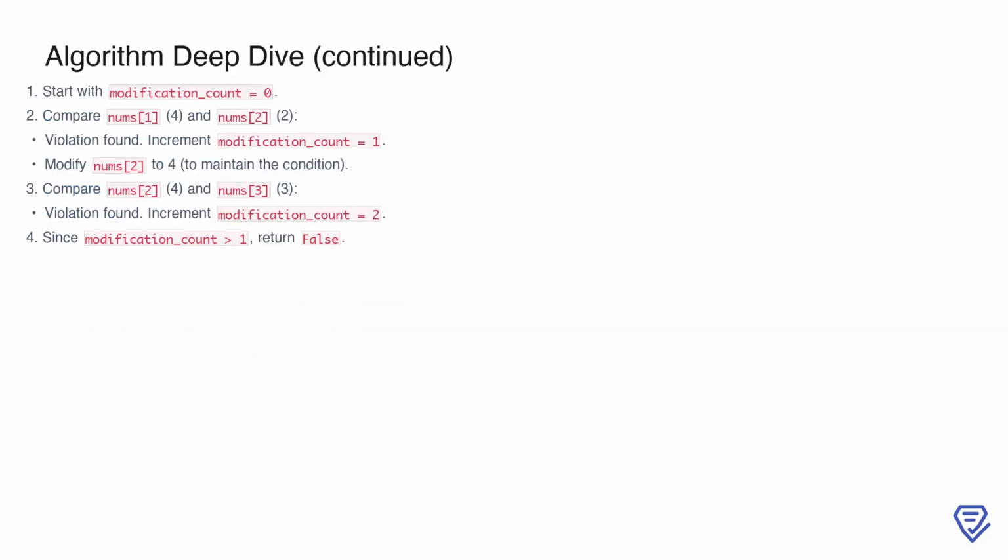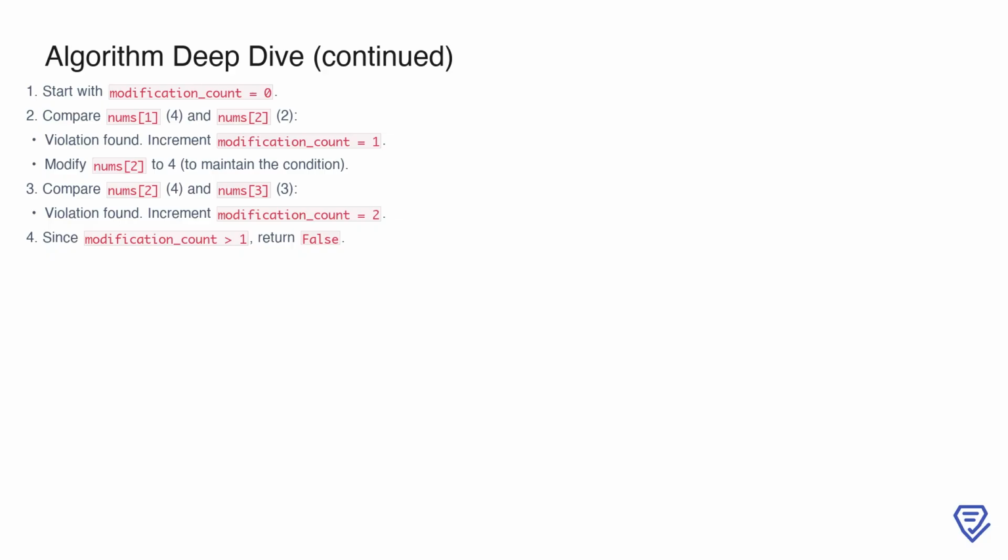Now consider another example, nums equals 3, 4, 2, 3. Again, we start with modification_count set to 0. Comparing 4 and 2, we detect a violation. We increment modification_count to 1 and modify the second element to 2 to maintain the condition.